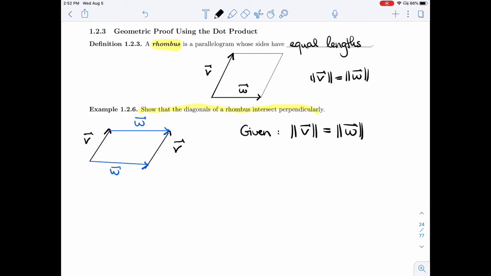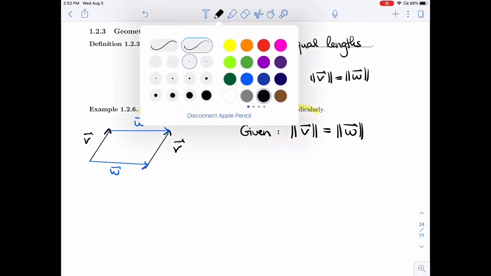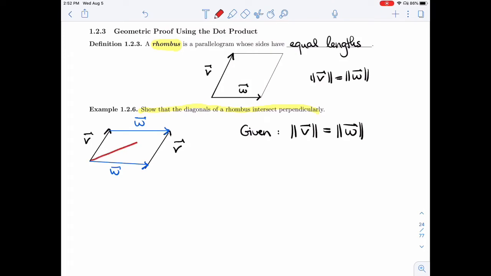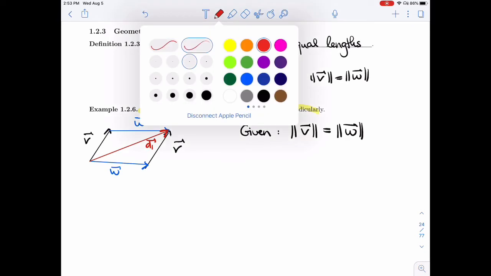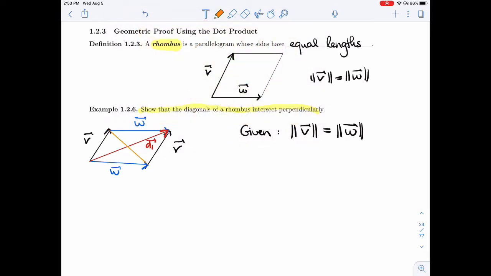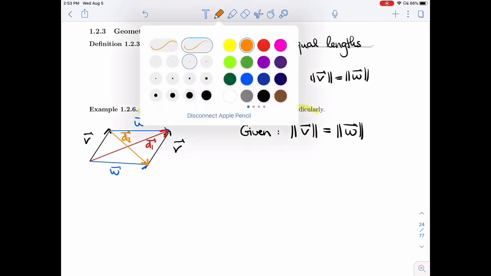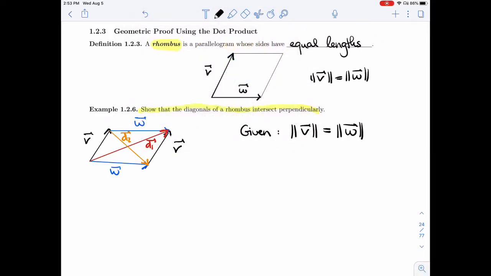Then we're asked about the diagonal of a rhombus. Well, we've seen how to get to the diagonal before. We have this diagonal, let's call it D1, and we have this diagonal, let's call it D2. Of course, it doesn't matter which way you draw the arrows. As long as you're consistent, you won't be penalized if it's different from mine. So here what we want is to prove that these diagonals intersect perpendicularly. So goal, I want D1 perpendicular to D2.